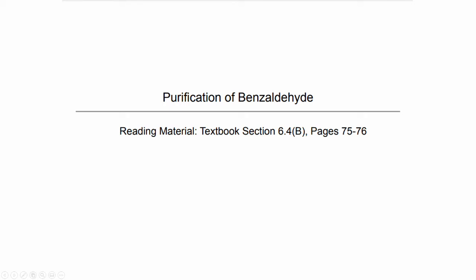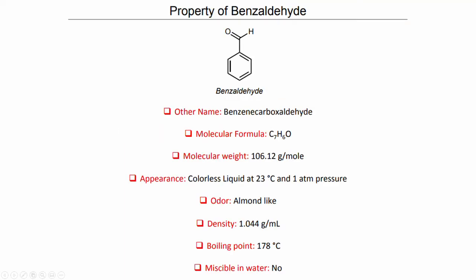All right, everyone, so this is going to be the very first experiment for the OChem lab, the purification of benzaldehyde. So you can follow along with me in your textbook, pages 75 through 76, which can also be found on Blackboard. So just a little bit about benzaldehyde. You can see the benzene ring as well as the aldehyde, so benzaldehyde. Another name for it can also be benzene carboxaldehyde.